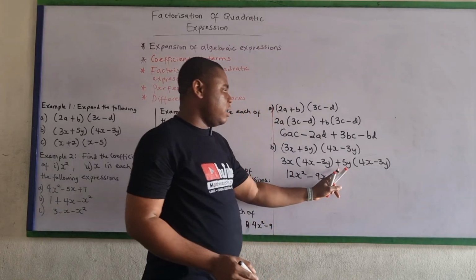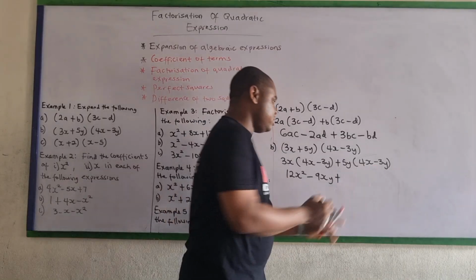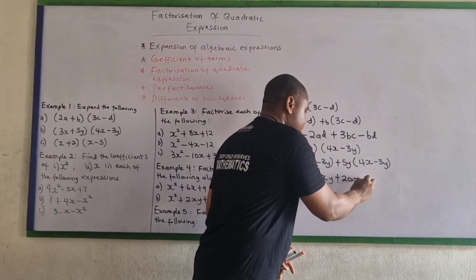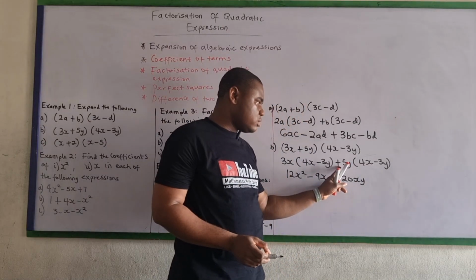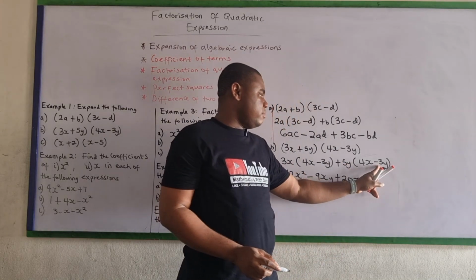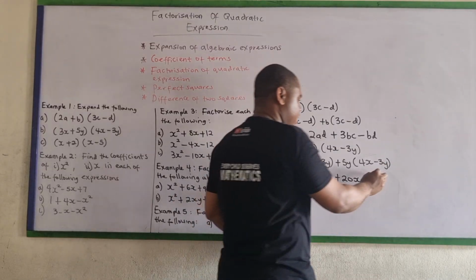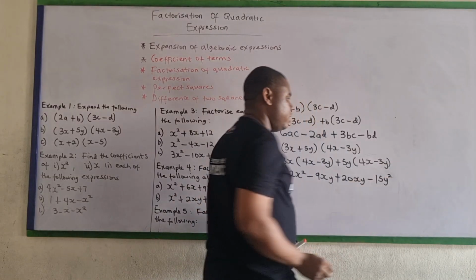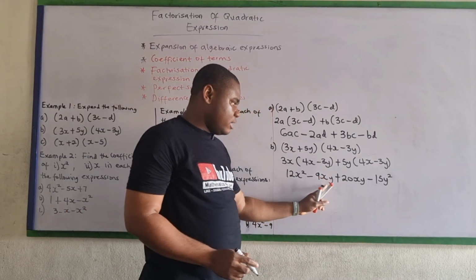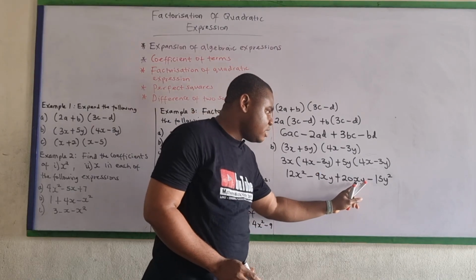3 times 3 is 9, x times y is xy, so I have 9xy. So the next one we have plus times plus is plus, 5 times 4 is 20, y times x is xy. Alright, so the next one we have plus times minus is minus, 5y times 3y gives me 15y squared. Alright, so in this case, they have something in common: xy. We have here minus 9xy, plus 20xy.